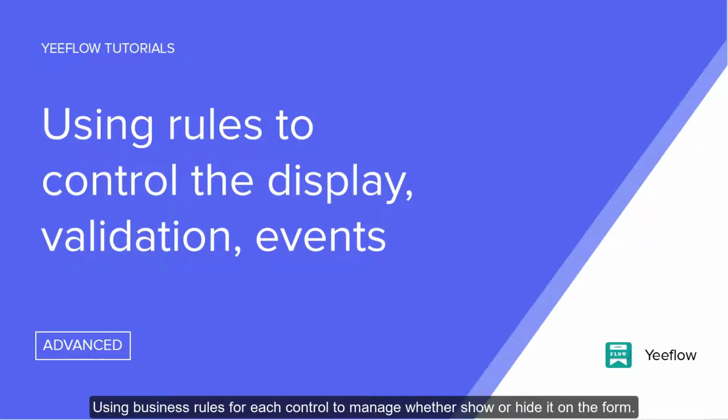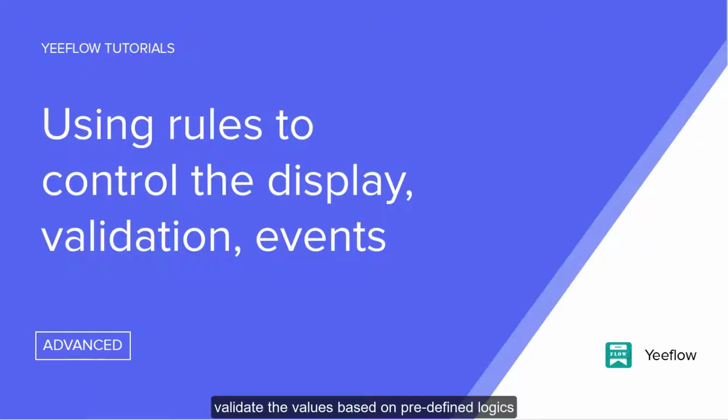Using business rules for each control to manage whether to show or hide it on the form, validate values based on the predefined logics, or trigger events when a value changes. In this tutorial, let's learn how to set up business rules for your form controls. Let's start from the travel request form we created in the previous session.